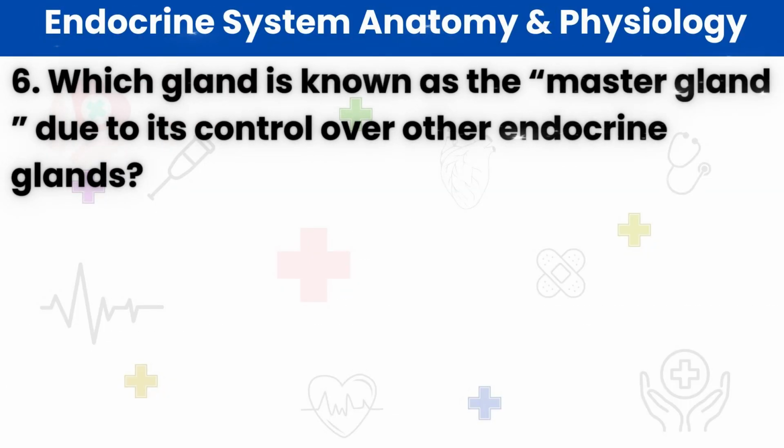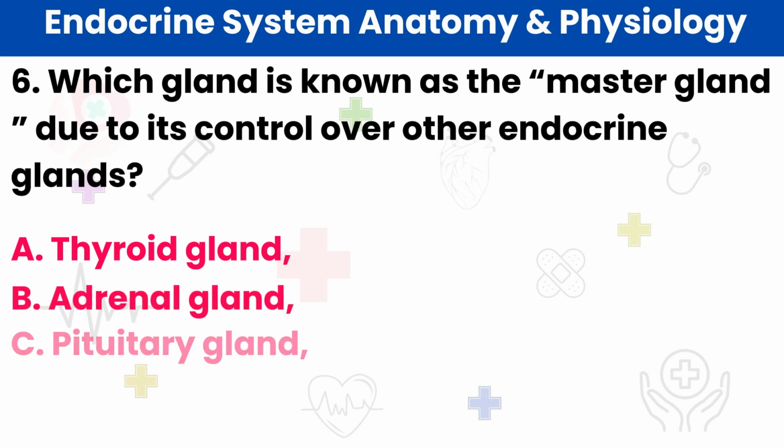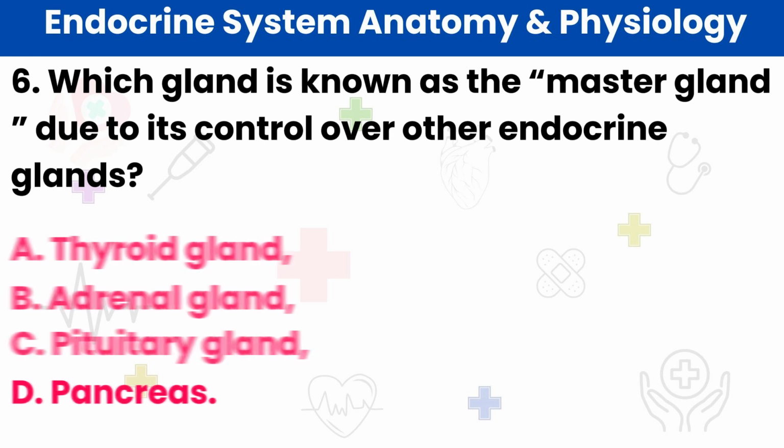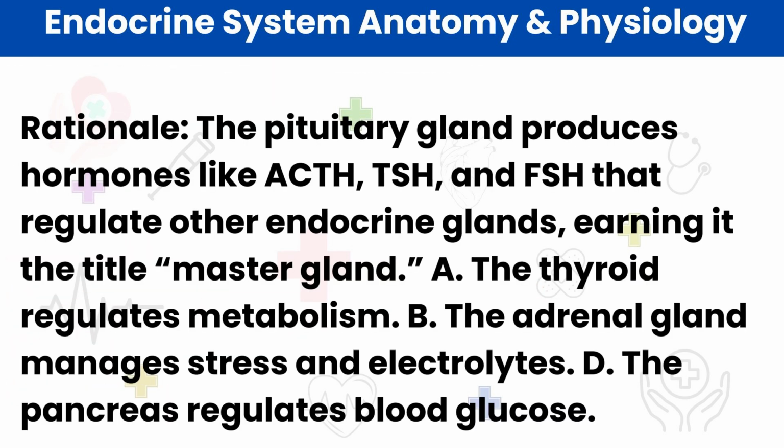6. Which gland is known as the master gland due to its control over other endocrine glands? A. Thyroid gland. B. Adrenal gland. C. Pituitary gland. D. Pancreas. Answer C. Pituitary gland. Rationale: the pituitary gland produces hormones like ACTH, TSH, and FSH that regulate other endocrine glands, earning it the title master gland.